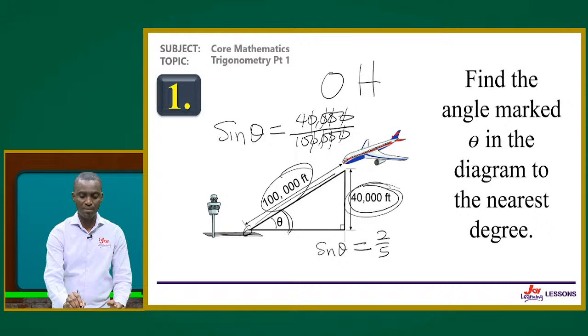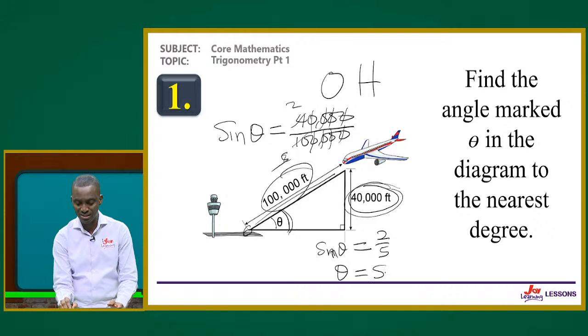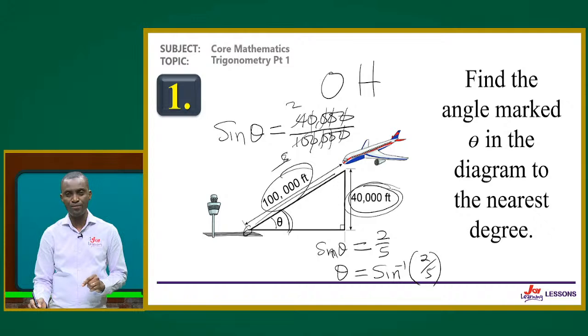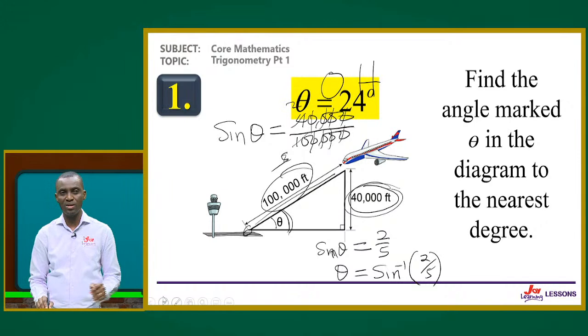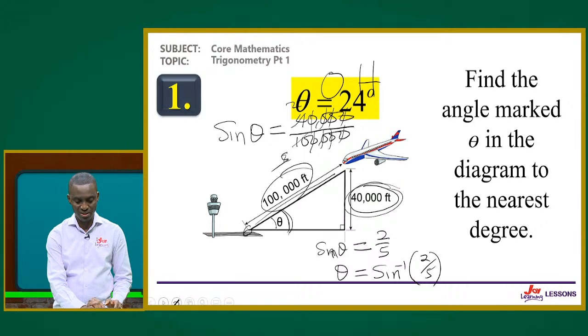Then what we want to do now is to find sine inverse of 2 on 5. So the calculator is there for us. You pick your sine inverse of 2 on 5, or 2/5, and when you do that on the calculator, your answer will come as 24 to the nearest degree. It will give you some decimals, but you leave your answer to the nearest degree, and that is 24 degrees. Good.